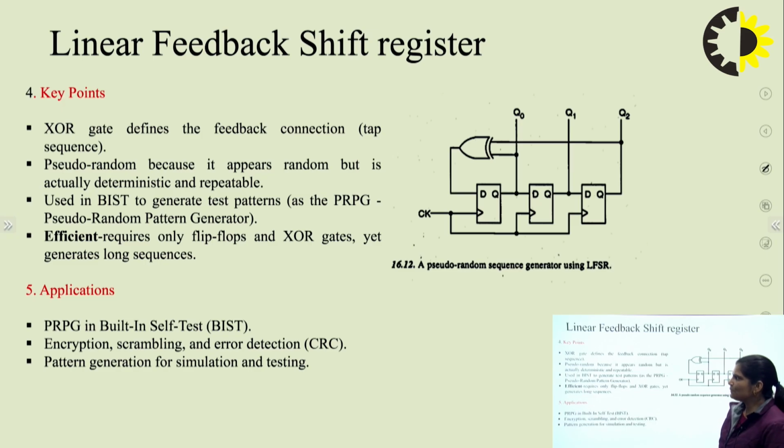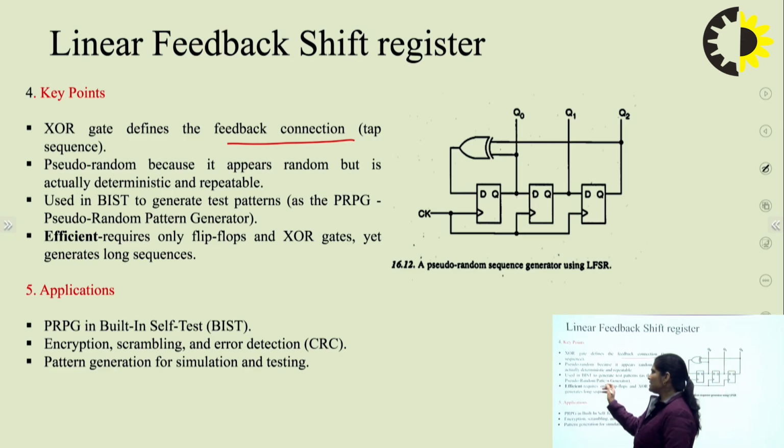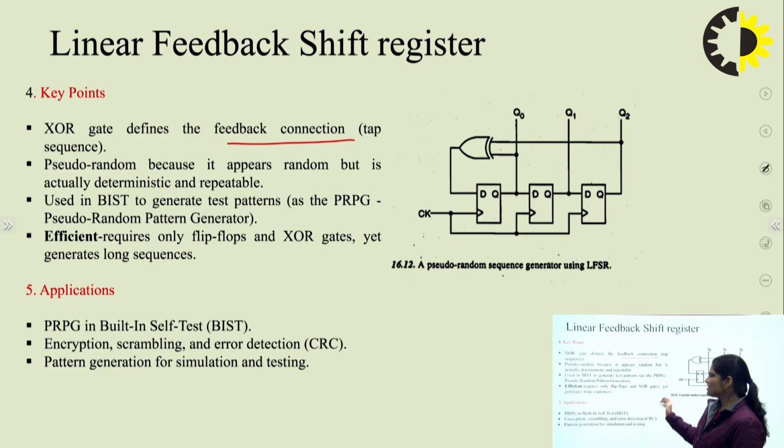What are the key points for this linear feedback shift register? The XOR gate defines the feedback connection, or you can say the tap sequence. It is pseudo-random because it appears random but is actually deterministic and repeatable. It is used in BIST to generate test patterns as a pseudo-random pattern generator. It is efficient because it requires only flip-flops and an XOR gate to generate a long sequence.